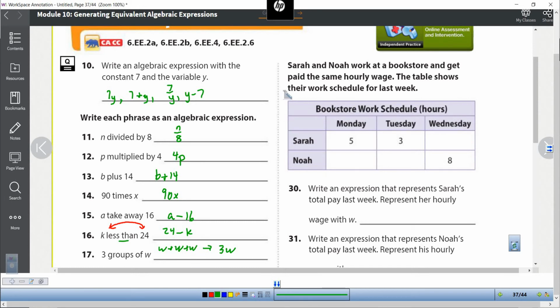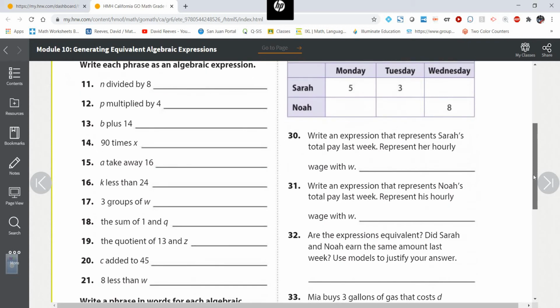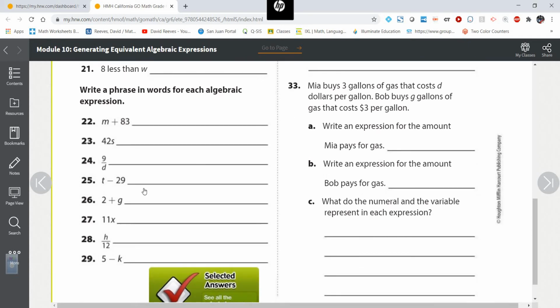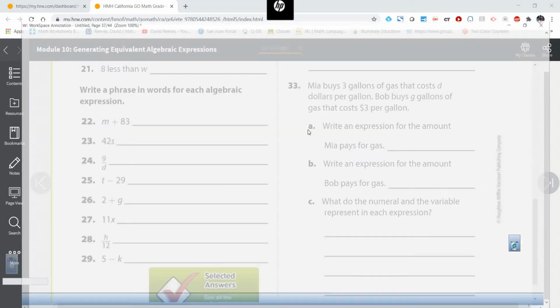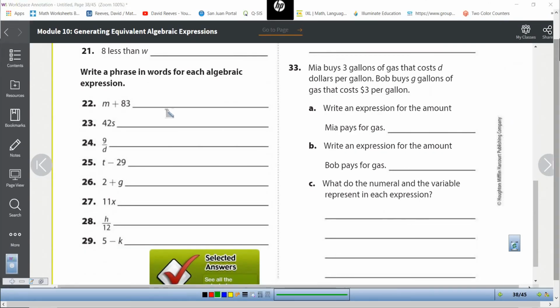All right. What about the problems that come next where they switch it around, where they give us the expressions and they want some words? Remember, these ones are going to have more than one correct answer. So this would be m plus 83, or I like to say the sum of m and 83. That's an 8, believe it or not. Okay. 42 times S is one way to say it. We could also say the product of 42 and S.